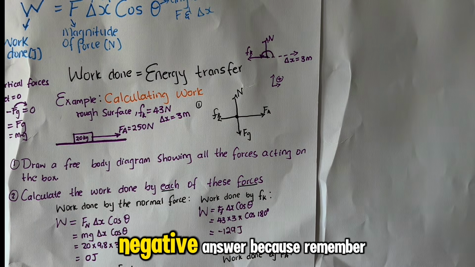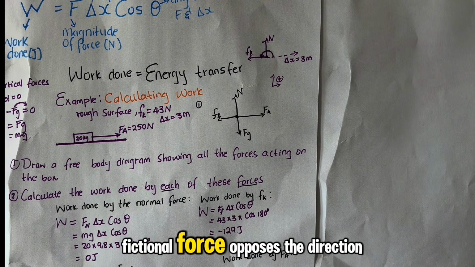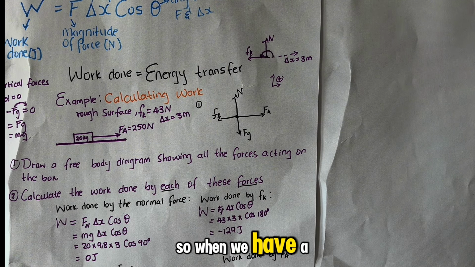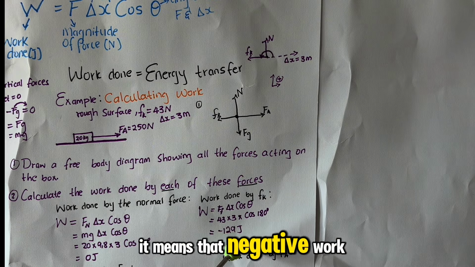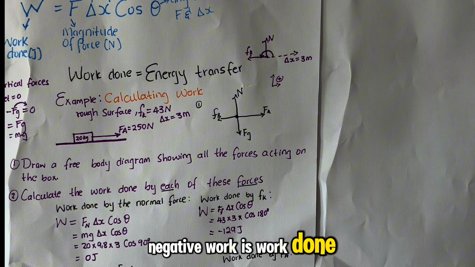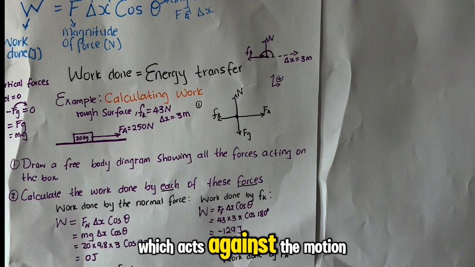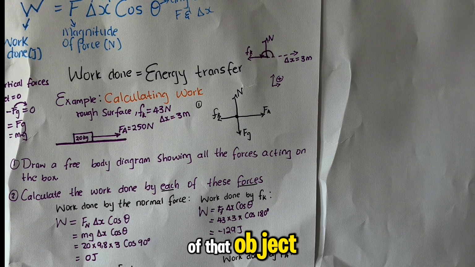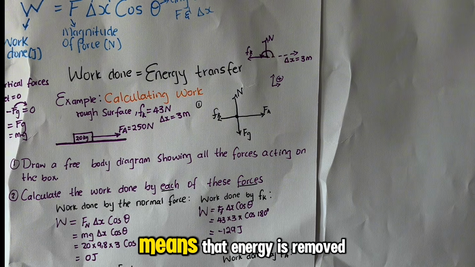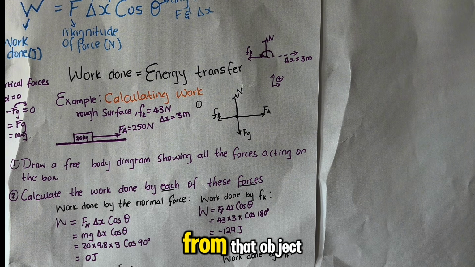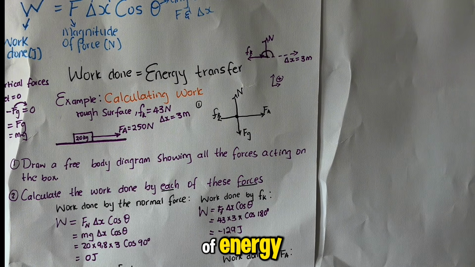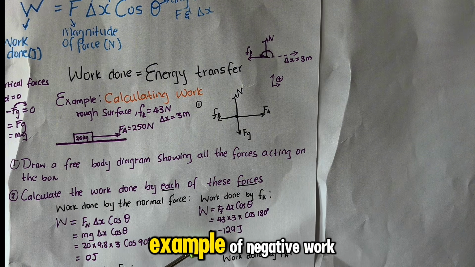It should give me a negative answer because remember, frictional force opposes the direction of motion. So when we have a negative answer, it means that negative work is being done. Negative work is work done by a force which acts against the motion of that object, which frictional force does. Negative work means that energy is removed from that object and transferred to other forms of energy. So frictional force is an example of negative work.